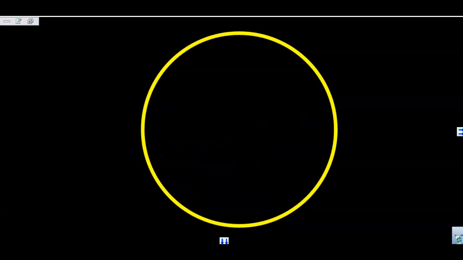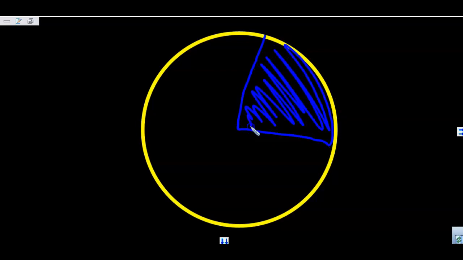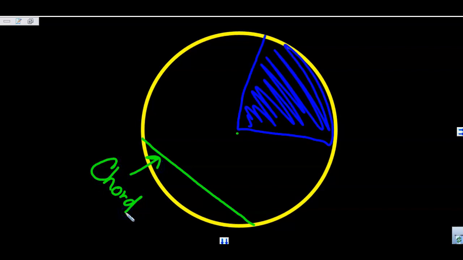Now, we also have parts when you get into the higher sections of math. We have what's called a sector, which is just a section here. So this would be a sector. We have what's called a chord. When I have a line that goes from one edge to the other without passing through the middle or the center, that's what we call a chord. And it is spelled that way.